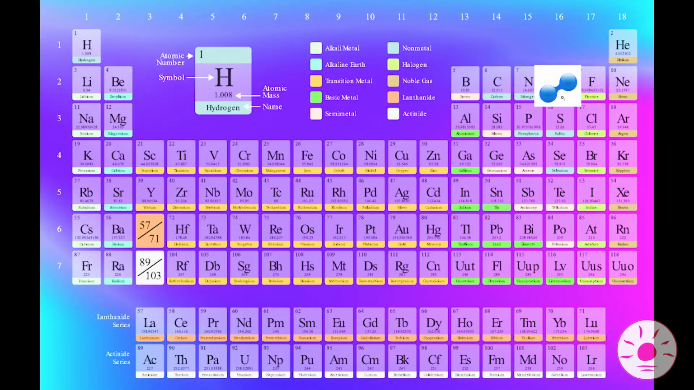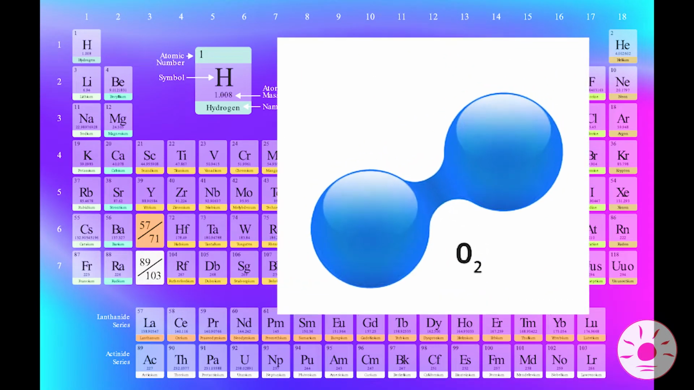What is an atom in a molecule? An atom is a basic chemical element that cannot be broken down any further chemically. Think of it as a basic building block for a chemical unit. So let's try building an oxygen molecule.